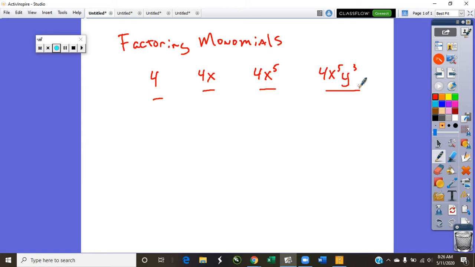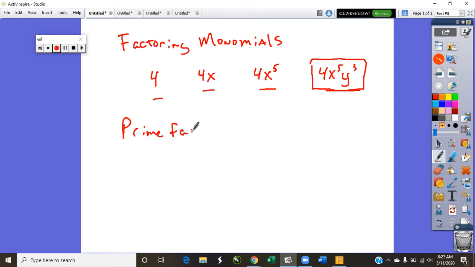Because there's really just a number, a variable, or a number times a variable. And if I knew what x was and what y was, I could figure out the value of this entire thing by basically simplifying, right? So what we're going to be doing, if you remember back to last year, we did a little bit of prime factors.